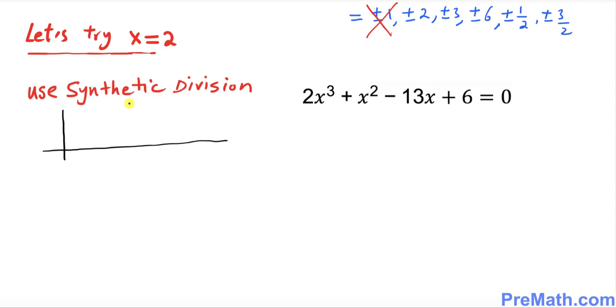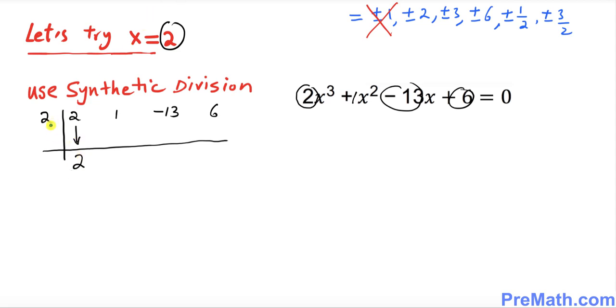Now let's go ahead and start plugging in the numbers. What are the coefficients for this equation? For x cubed there's no coefficient, so it's going to be a 1. This is negative 13 and this is 6. I want you to just write it down: 2, 1, negative 13 and 6, and the outside number is going to be x equal to 2. And let's get started. I want you to bring down this 2 right up here as it is.